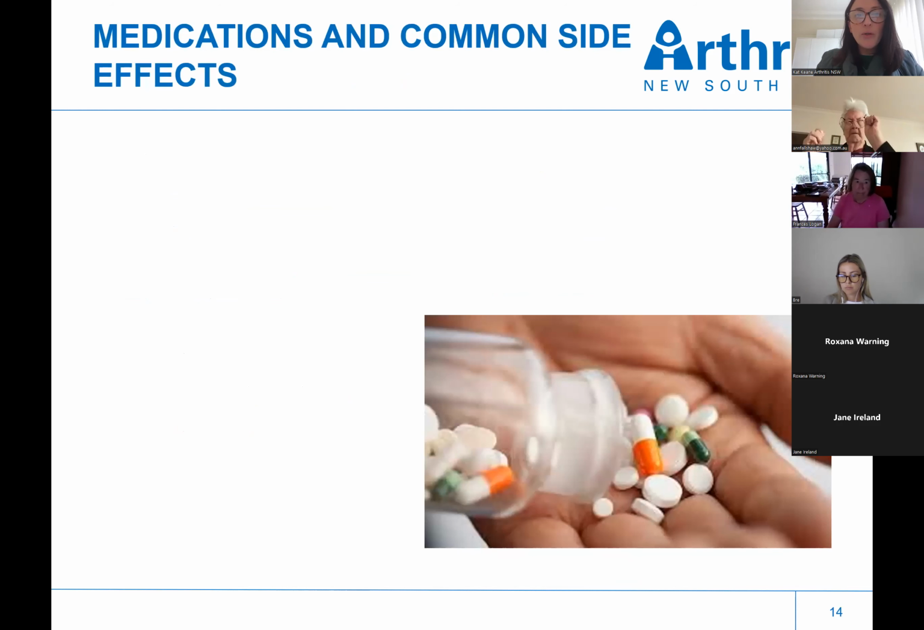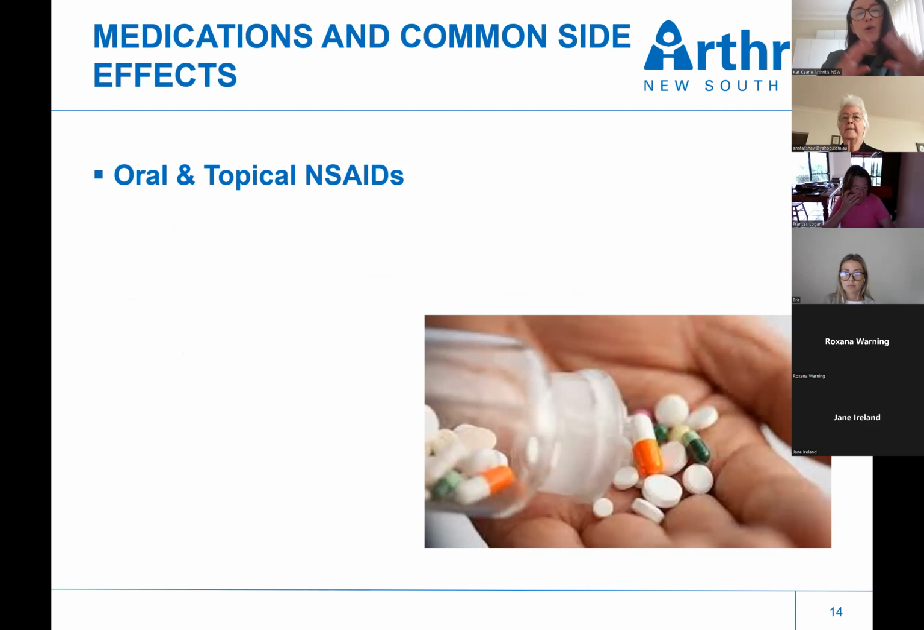Okay, let's have a little look at medications and common side effects and how they tie back to the comorbidities of arthritis in general. Now, I could not include all medications, certainly not. There's too many, but I've included the most general ones. So we've got oral and topical non-steroidal anti-inflammatories. I included these because they're the most widely prescribed pain medication for those people with arthritis. But they do carry a black box warning because they pose cardiovascular risks.